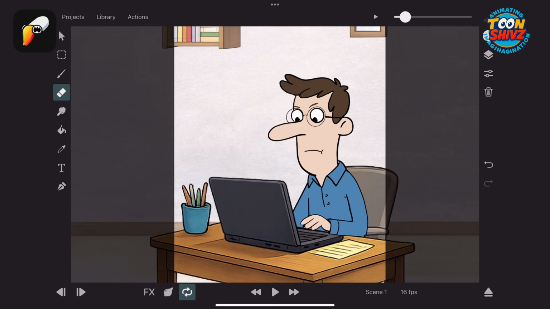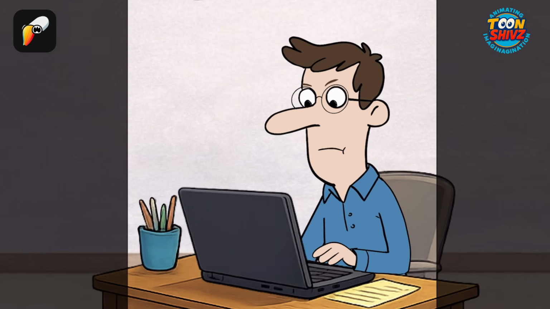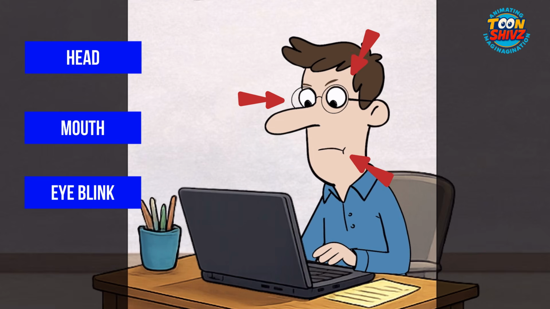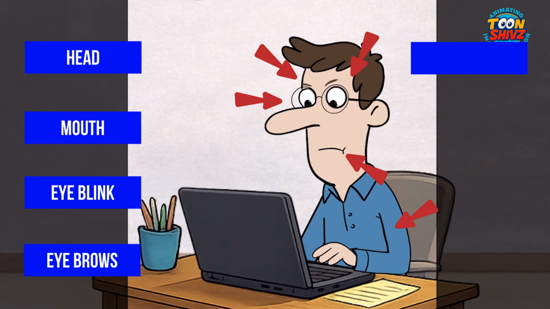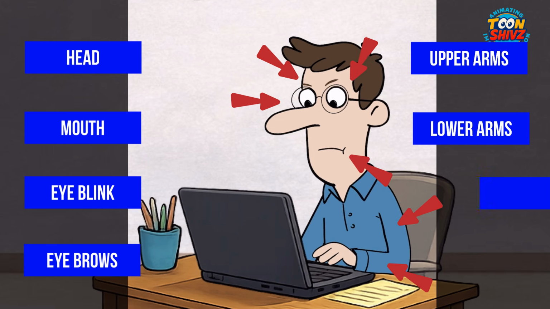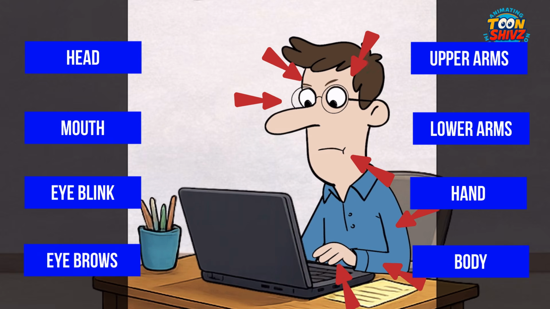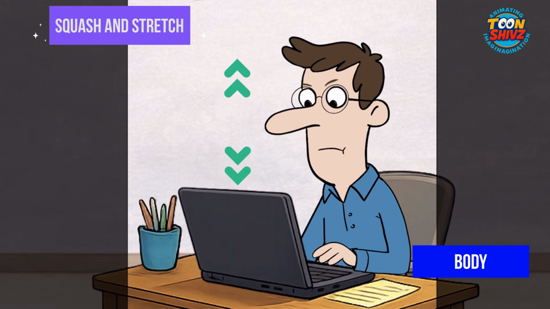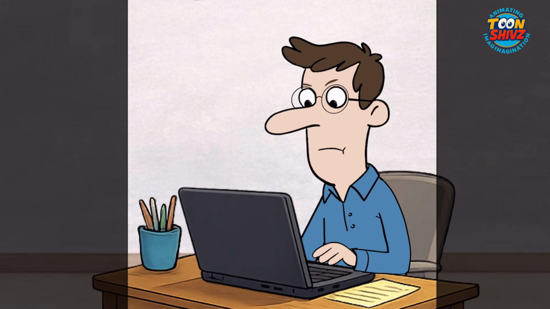So when you are animating a character, the first thing you need to decide is which body part or parts will be animated. For this character, I need to animate the head movement, mouth shapes, eye blinking, eyebrows, upper arms, lower arms, and hands for typing movements. For the whole body, including squash and stretch effects to show a surprised expression.